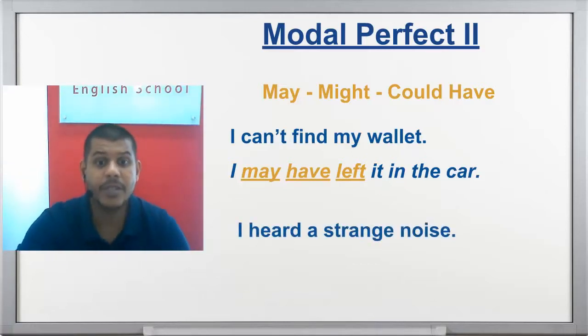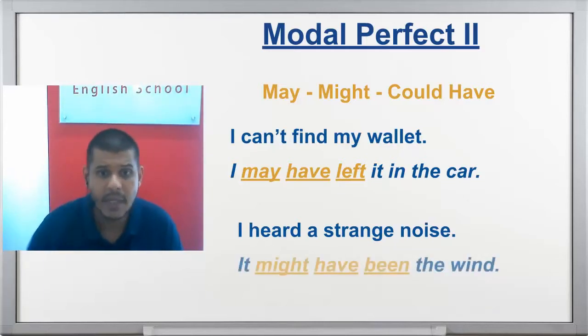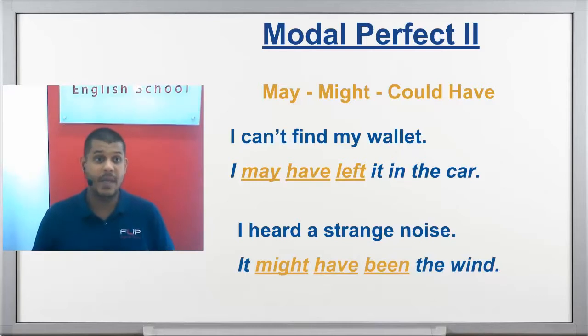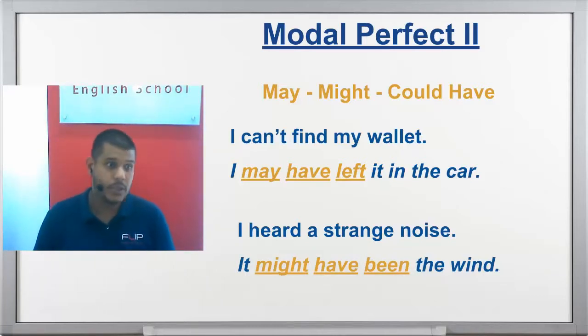It says, I heard a strange noise, right? I heard a strange noise outside. And then it might have been the wind. I mean, it could have been a cat, right? It could have been a dog. It could have been a bird. But I believe it might have been the wind. Okay? As I said before, I'm not sure. It's just, I suppose, right? This is what happened. It might have been the wind.